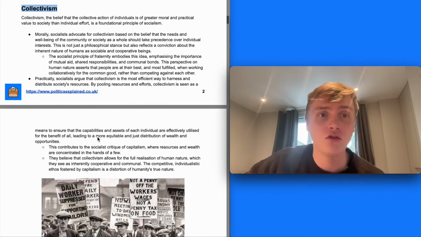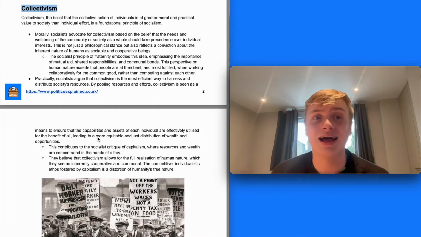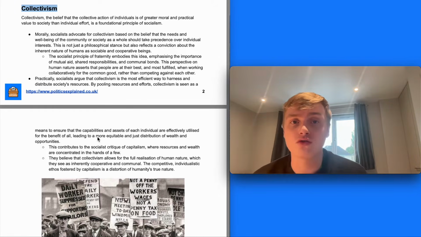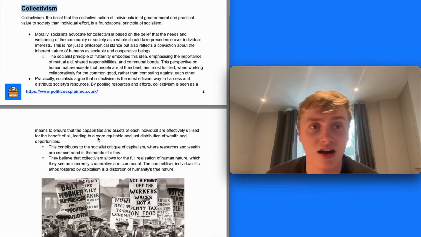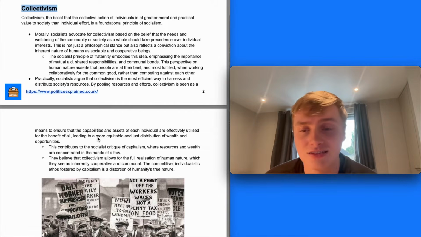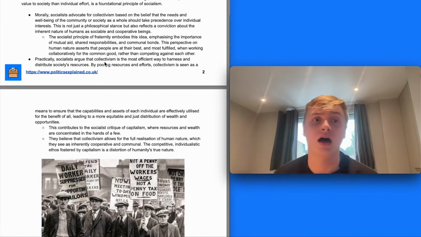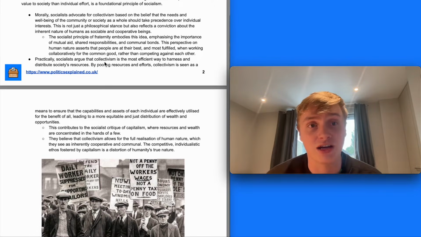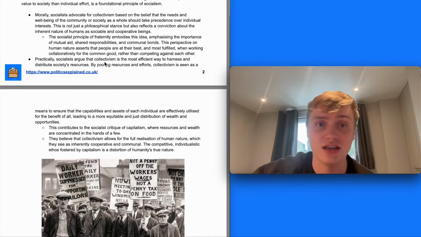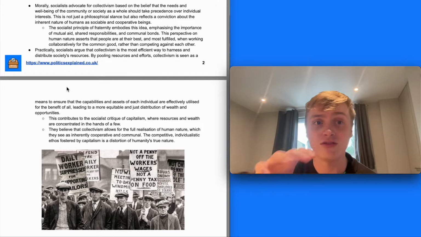So starting off with collectivism, which is the belief that collective action of individuals is of greater moral and practical value to society than individual effort. And it's a foundational principle of socialism. So morally they advocate for collectivism based on the belief that the needs and well-being of the community and the whole of society should take precedence over individual interests.